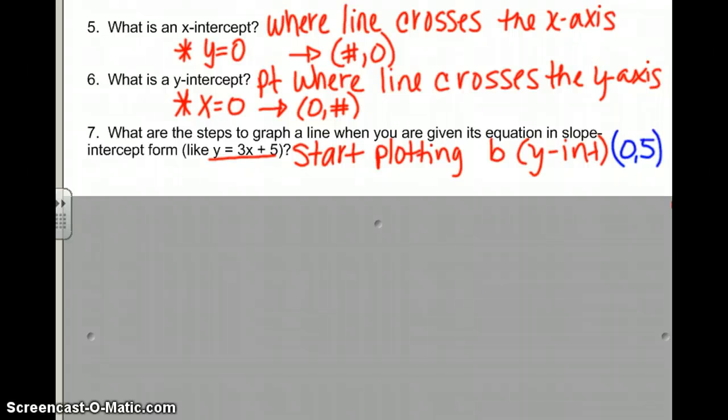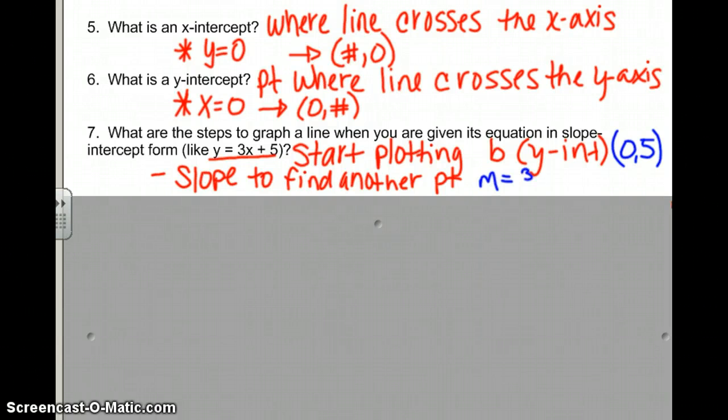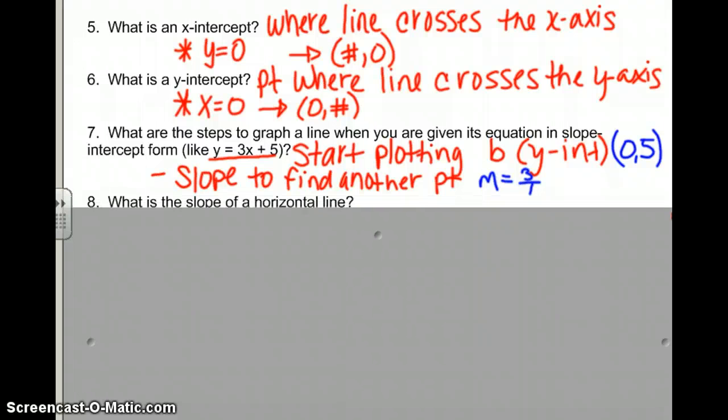From there, we want to use our slope to find another point. So if we have a slope of 3, our slope is really a rise of 3 and a run of 1. So from the point (0, 5), we would go up 3 and over 1. And we're going to look more closely at that as we get through the rest of these examples here today.